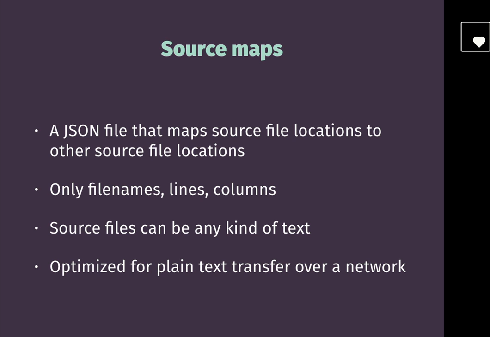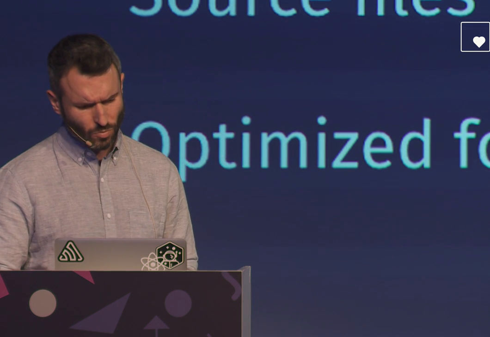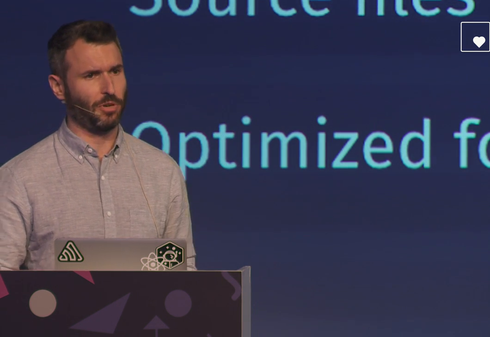So if you didn't know, source maps are pretty much just a JSON file. And it's got a format whose contents let you map file names, lines, and columns that appear in an output file back into up to n input source files. The source files can be any kind of text. There's nothing about the source map format that's designed strictly for JavaScript. It can be used for things like CSS to Sass or CSS to LESS or other transformations. And it's also optimized for plain text transfer over a network, over HTTP. We'll see what that means a little bit.